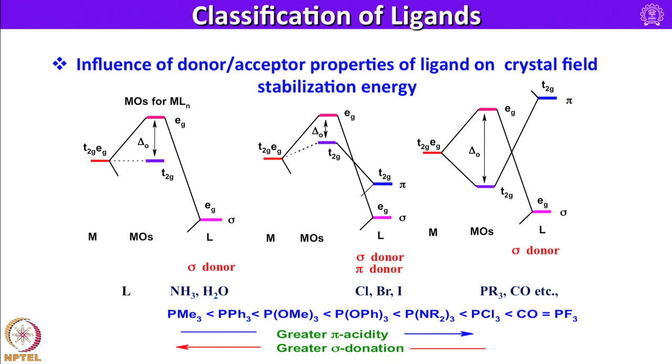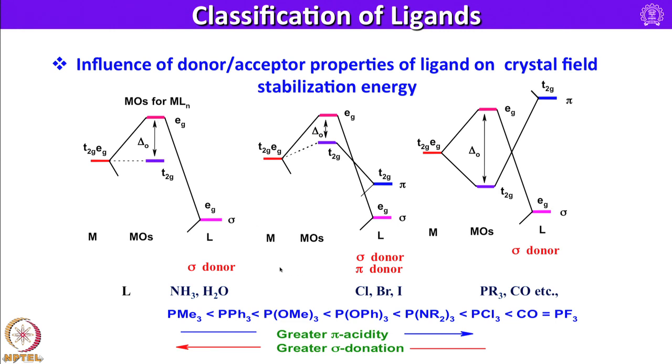First one is pure sigma donor ligands. You can look into this example here, first case where I have just given pure sigma donor ligands such as ammonia and water and the corresponding ligands. Here you can see they have low lying filled sigma orbitals. They interact with metal appropriate orbitals, and you can see here the CFSE, the magnitude of CFSE.